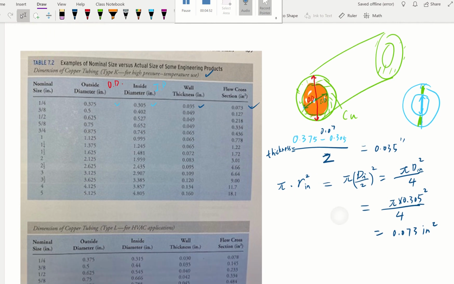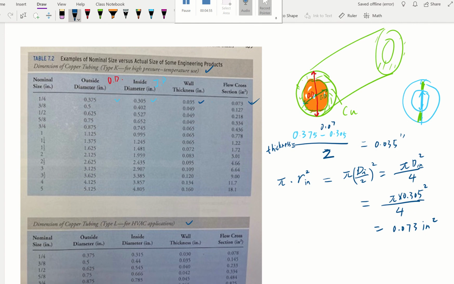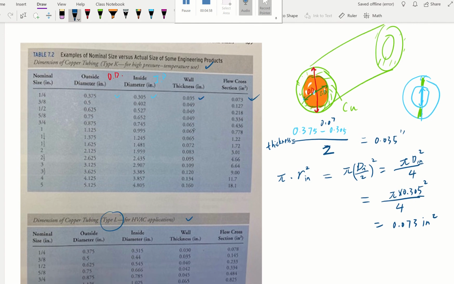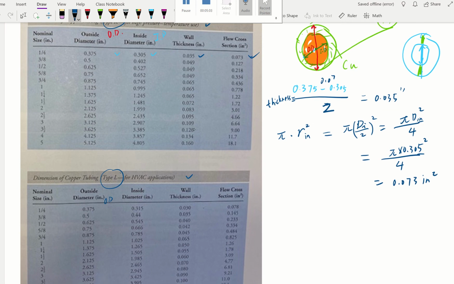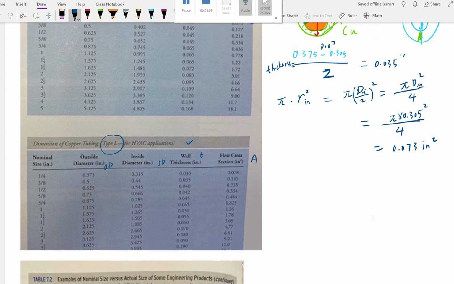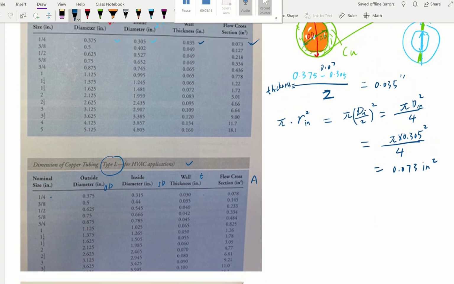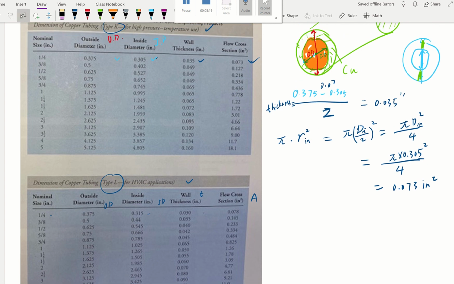And there is other copper tubing they can use for HVAC, and they call it type L. And they give us similar columns: outer diameter, inner diameter, the thickness, and the cross-section area. As you can notice, if it's 1/4 inch, they have slightly different inner diameters for this one compared to type K versus type L, but none of them is 0.25 inch as listed as nominal. So as an engineer, you're going to look up this table, finding the corresponding actual dimension right here.